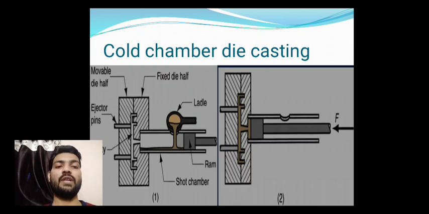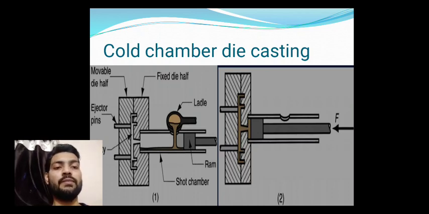Figure of cold chamber die casting. The first figure shows the chamber, pouring the molten metal with the help of a ladle, and there are also two dies. One is a movable die and the other is a fixed die. The fixed die is attached to the shot chamber, and the mold cavity is formed between the dies.